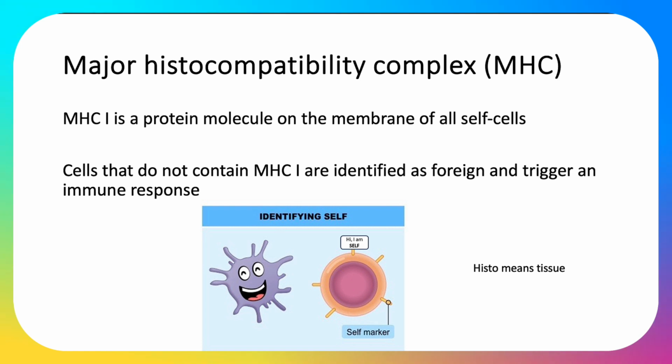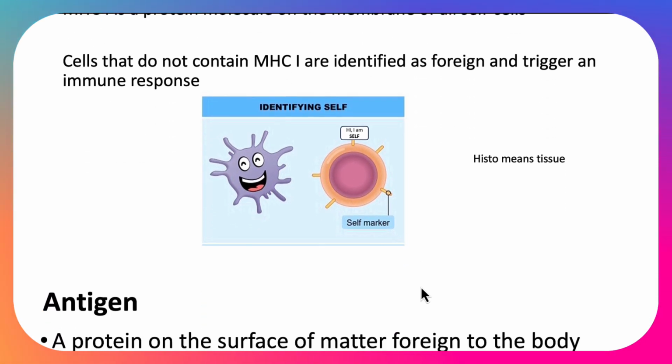Well, we have these markers on self cells. They are called MHC1, or Major Histocompatibility Complex. Histo means tissue. Compatibility means compatible, means self. So MHC1s are markers on self cells or body cells that tell the immune response, hey, I'm just like you. If cells don't have these markers, well, it tells the immune response that, hey, I'm an enemy.